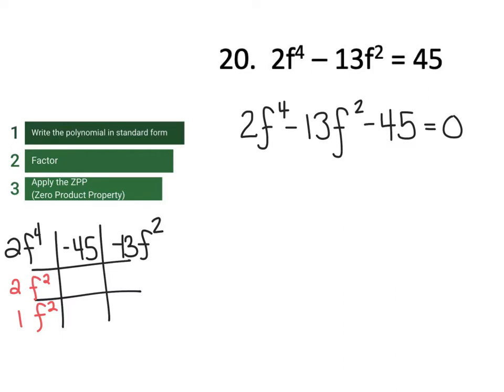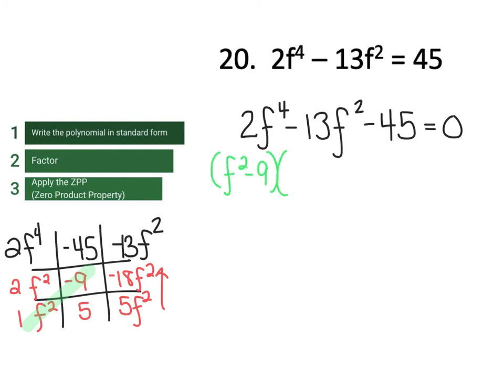Factors of negative 45 would be 9 and 5. I'm going to try negative 9 and positive 5, as that would multiply these two to give me negative 45. Now I multiply horizontally, would be negative 18 f squared and 5f squared, and I got it. That sums to negative 13 f squared. Okay, so my factors are on the diagonal. One of them is f squared minus 9.